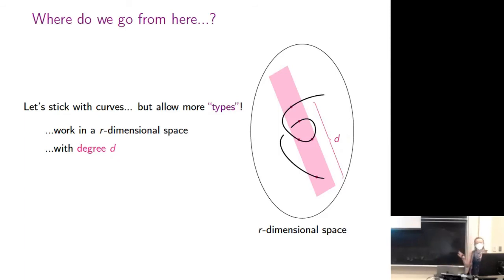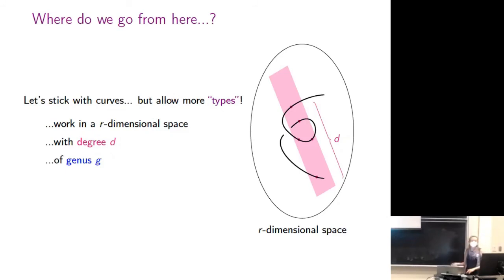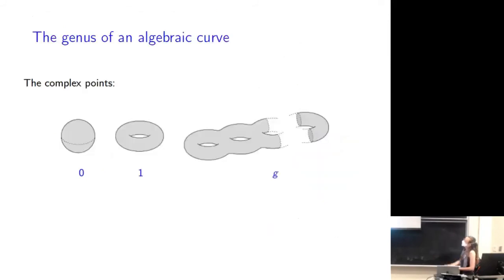It's not something about the degree of the polynomial equation, but there is a well-defined notion. So I'm generalizing my type: R-dimensional space, degree D. There's one more invariant of these curves, which is the genus. The genus is a topological invariant of an algebraic curve, which may or may not be familiar to you from topology. If I look at the complex points of my curve, you can think about this as complex solutions to these equations, it's a compact Riemann surface.